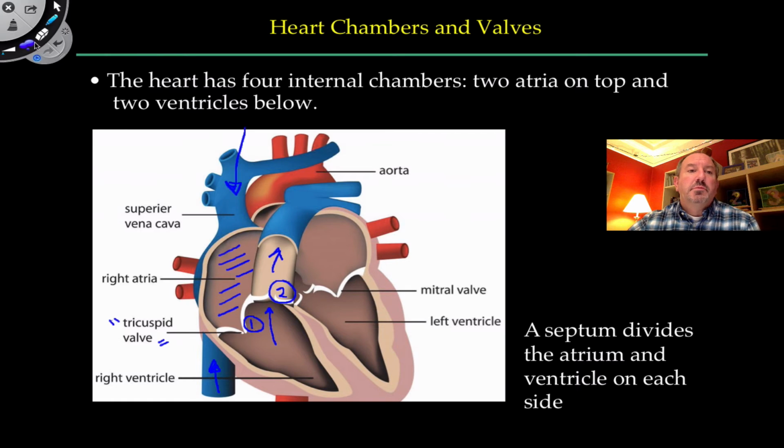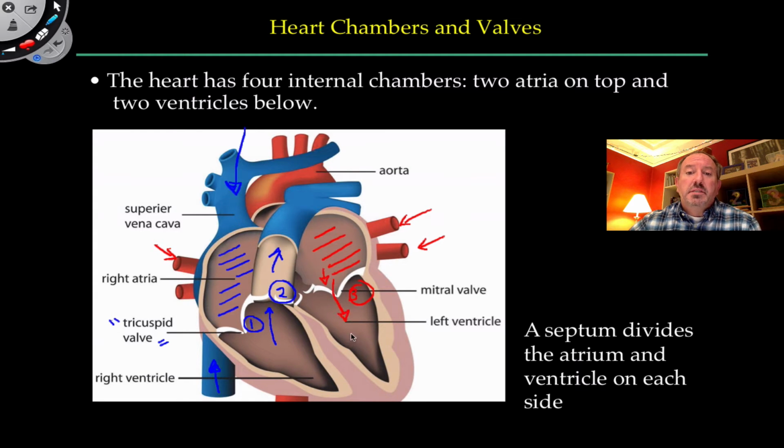When blood comes back from the lungs, of course it is oxygenated. It comes toward the heart via a vein and fills up the left atrium. The left atrium then contracts and pushes the blood through the third valve, which is the mitral valve. It's also known as the bicuspid valve. It's also an atrioventricular valve because it separates the atrium and the ventricle.